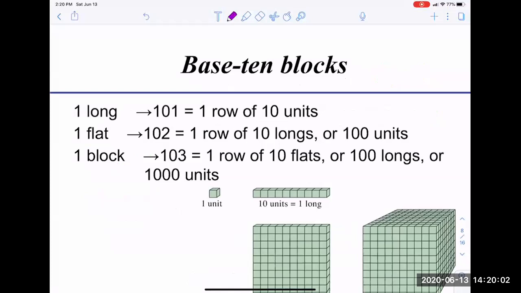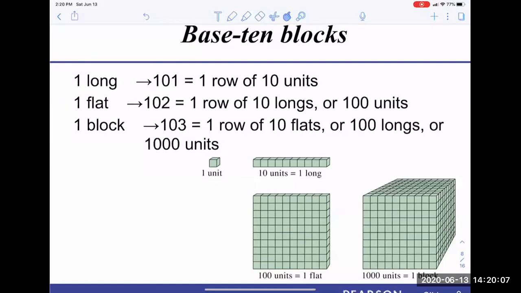Base 10 blocks, I wish we were in class so we could play with these. I'm trying to find some virtual ones online. May just have you cut some out of cardboard or something and play with them. But they're really good to learn how to regroup and how to combine different numbers, because we're going to get rid of the borrow a 10 or carry a 1 kind of language.